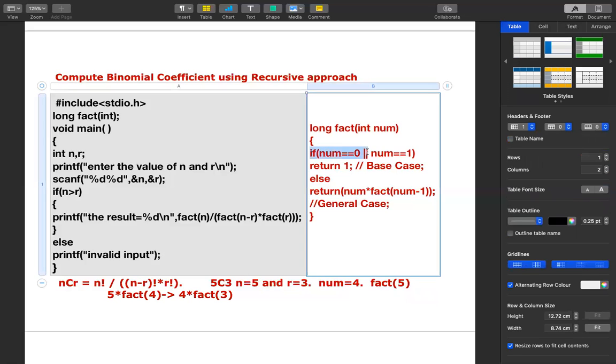Is the num value equal to 0? No, the num value is 4. Is the num value equal to 1? No. Both the conditions are false. If both the conditions are false, again this entire expression becomes false, and then it goes to the else case.